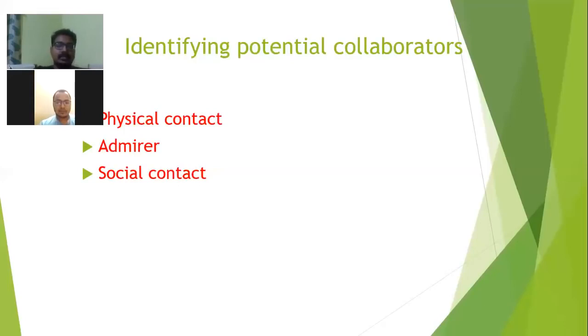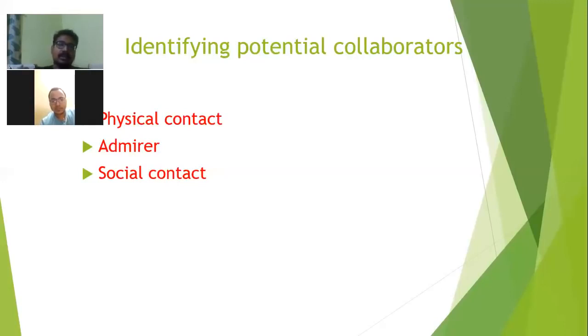The first way you can identify potential collaborators is by physical contact. What we mean by physical contact is, for example, someone from your lab who you know is doing very good research. In my case and Ranjan's case, I know he was working in this particular field, working under this guy. I also knew him as a master's student when we were in the same class, so I knew his work ethics and all that. That was physical contact.